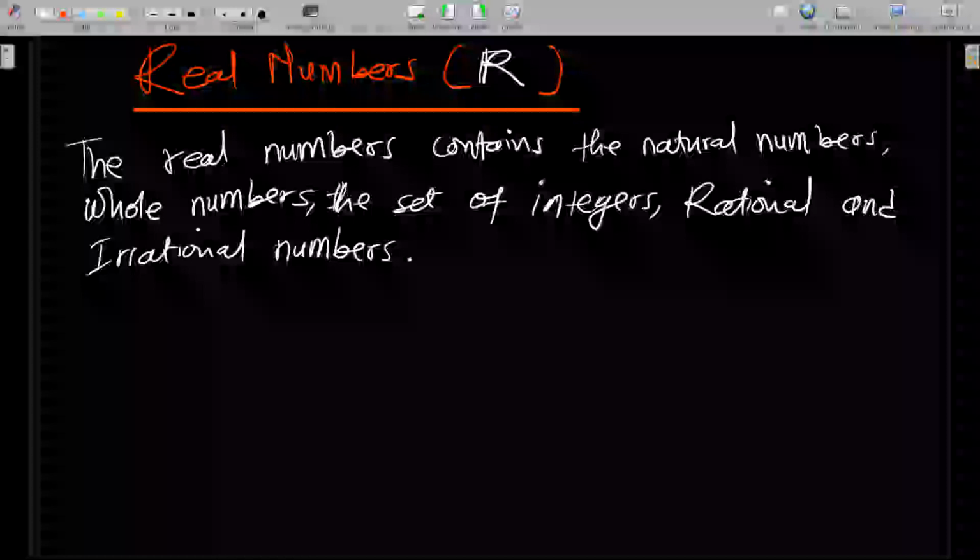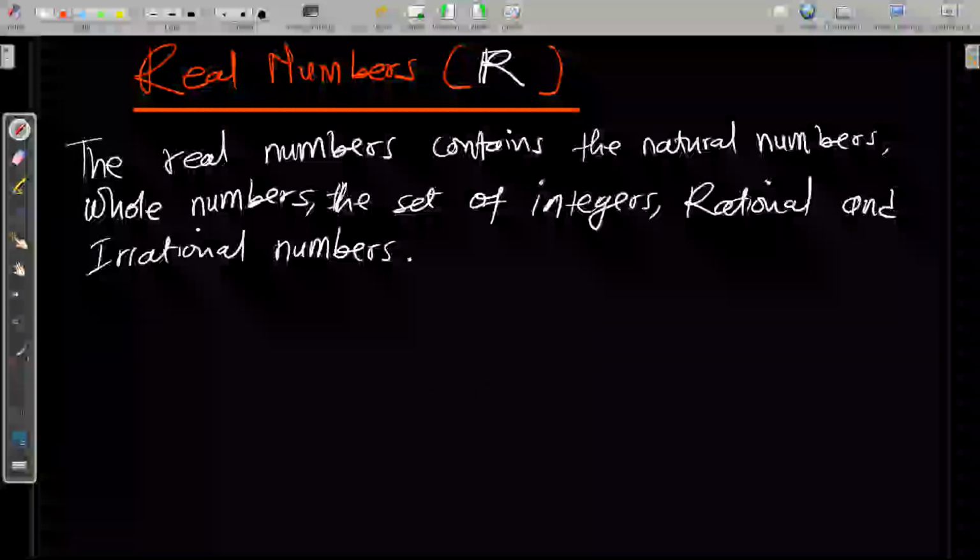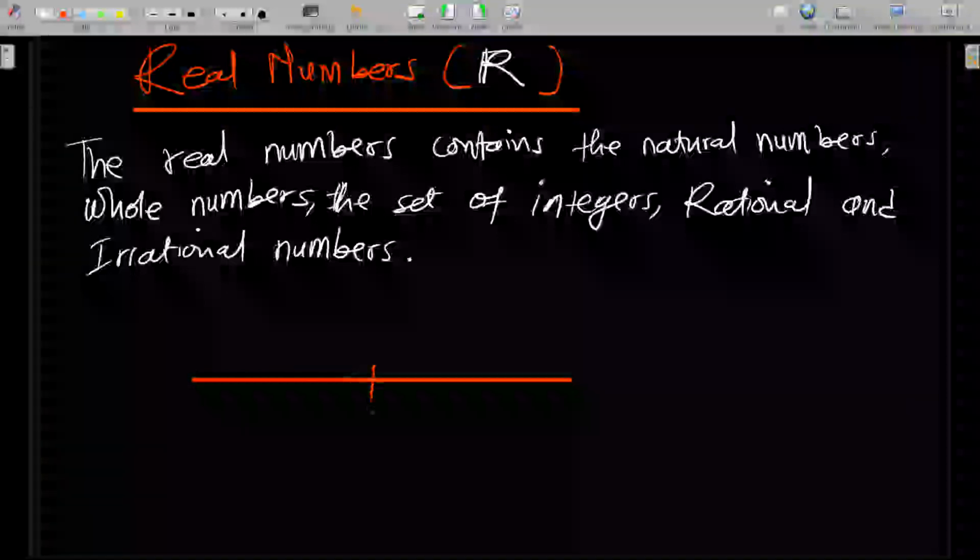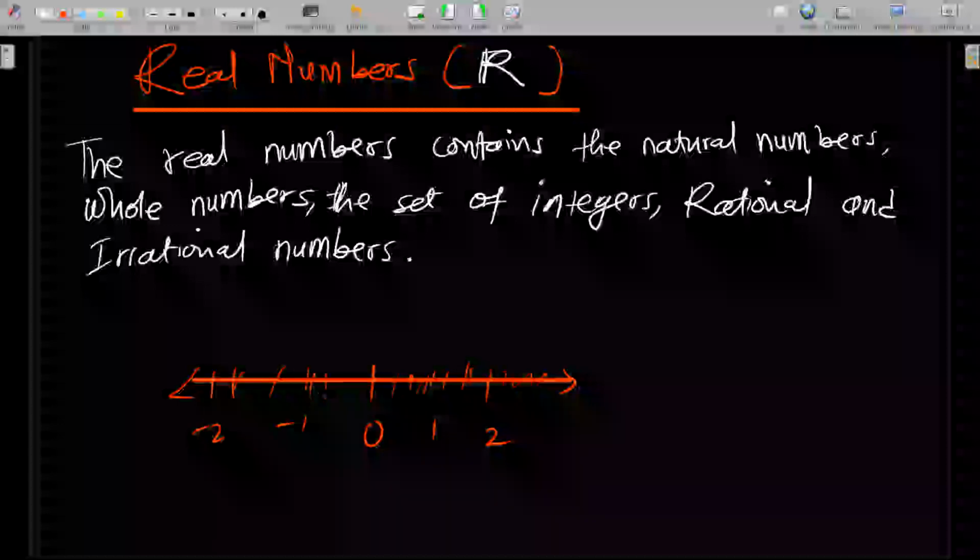Mostly you have a number line like this, going this way, and on the number line, zero separates the negative and positive. So all these numbers 1, 2, going all the way to positive infinity, and -1, -2, going all the way to negative infinity. Between these there are some rational and irrational numbers. All these are what we call real numbers.